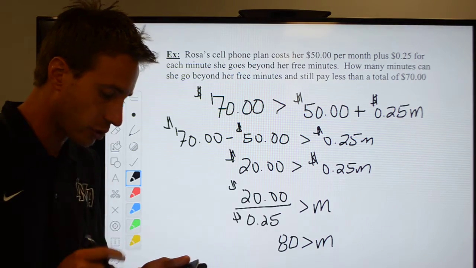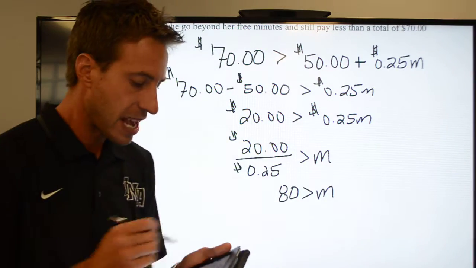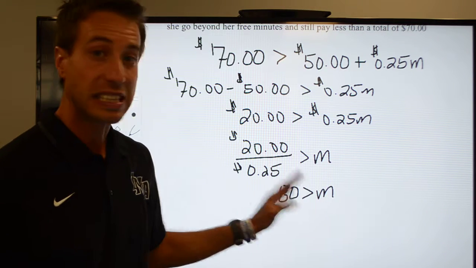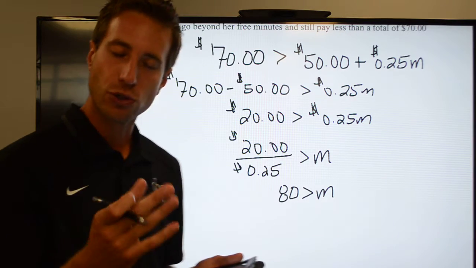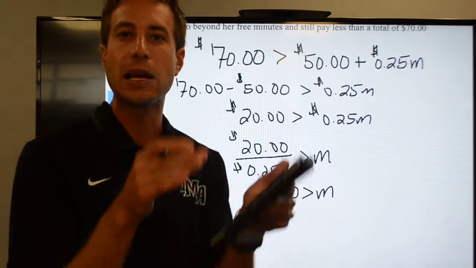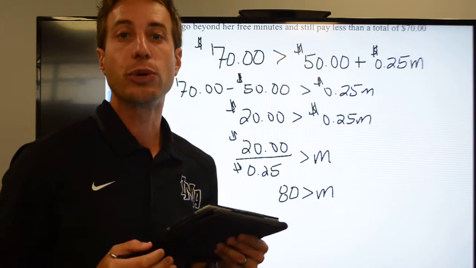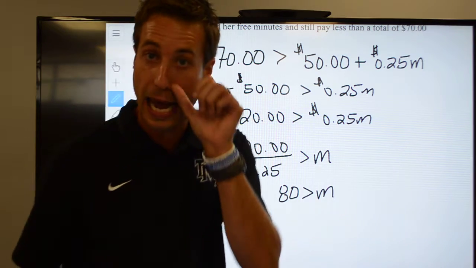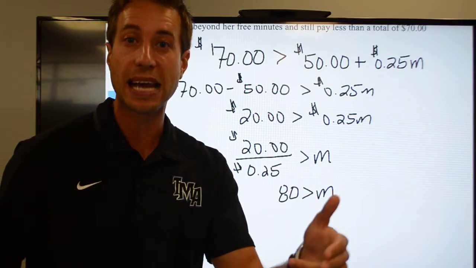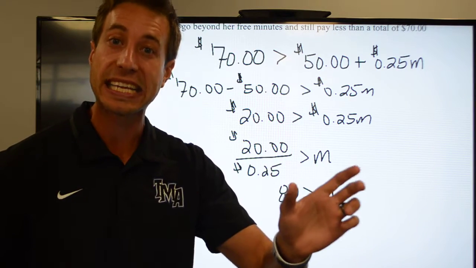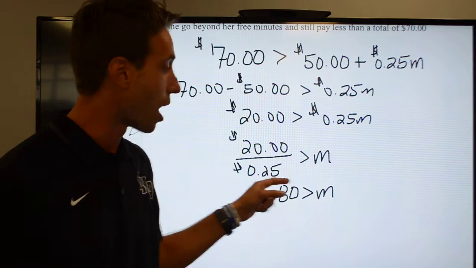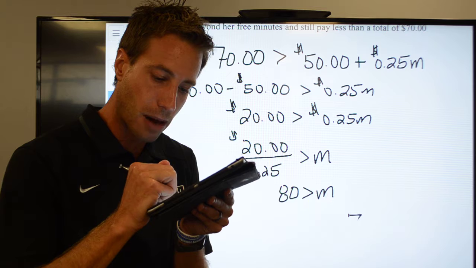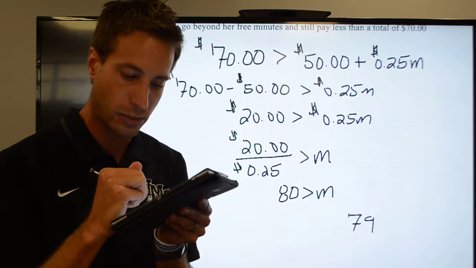So what can Rosa actually talk? Let's figure this out. If Rosa is going to go above her free minutes, she needs to be less than 80. The way cell phones generally work is if you talk any portion of a minute, you get charged for the full minute. So it's not like Rosa could talk 79.9 minutes. If she talked that 0.9 of a minute, she'd be charged for that 80th minute, and that's no bueno. It's not less than or equal to, it's strictly less than. So that means Rosa can talk a maximum of 79 minutes.